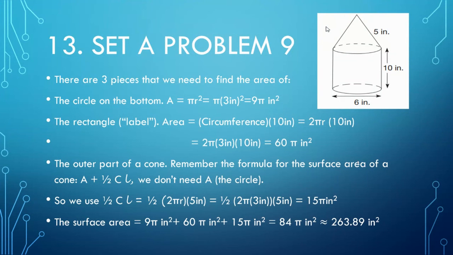And the surface area is the sum of those 3 areas. So we have the 9 pi square inches for the bottom, the 60 pi square inches, plus the 15 pi square inches. That all adds up to be 84 pi square inches. And if you use your calculator with the pi button, that's approximately 263.89 square inches. Okay. I'm going to pause the recording here.